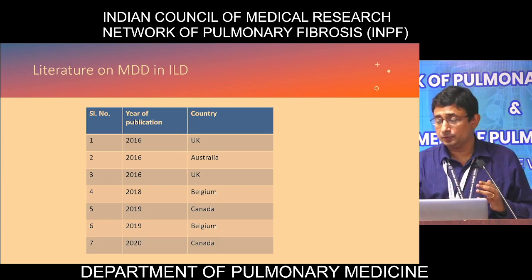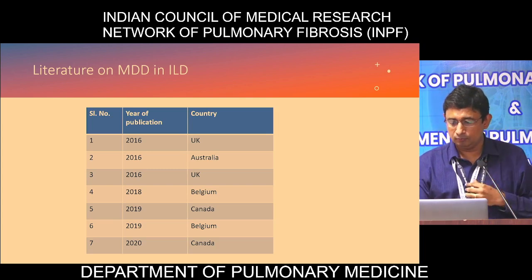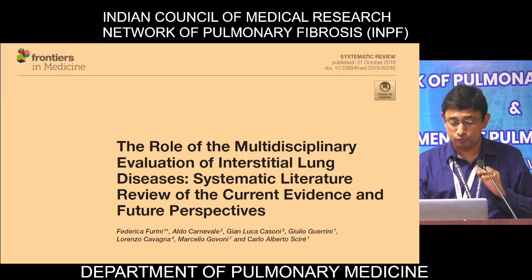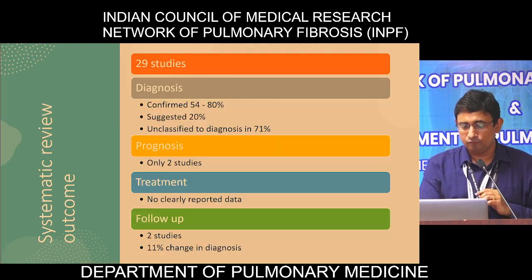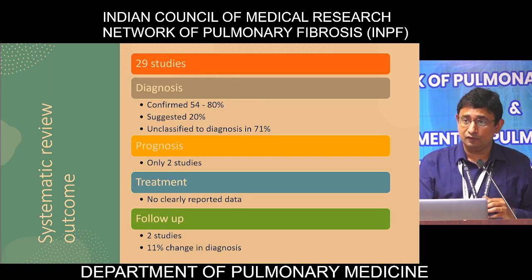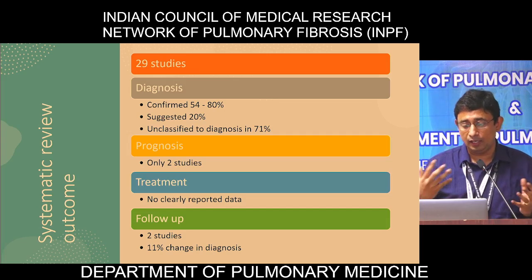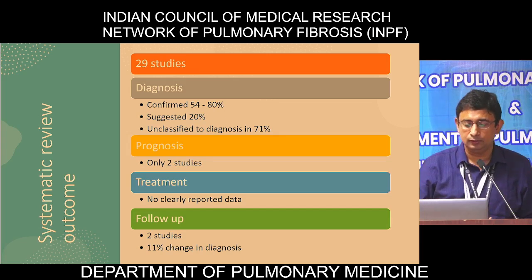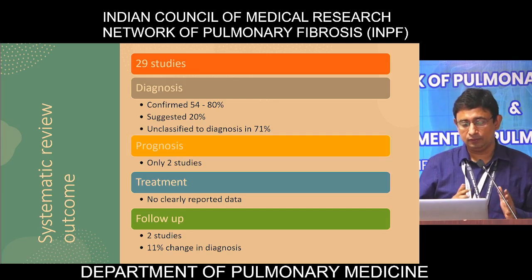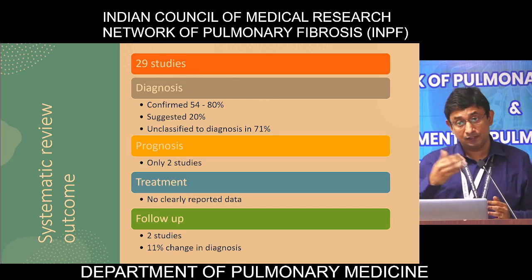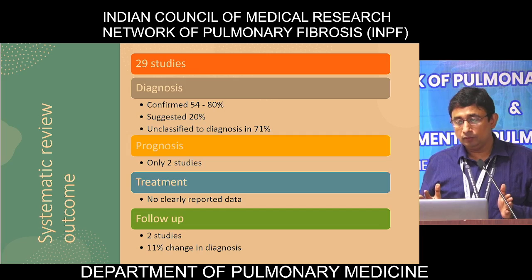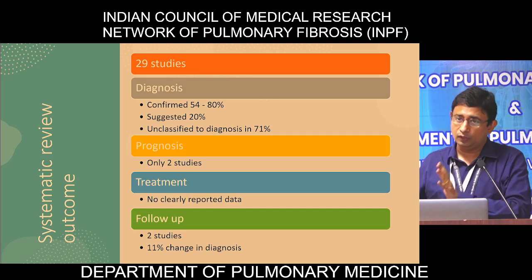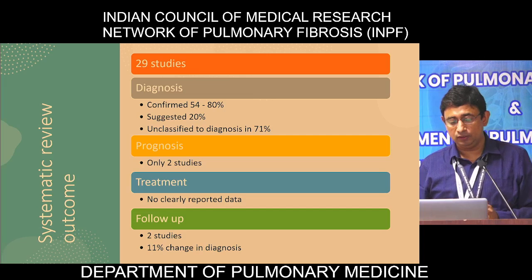There are about 7 large publications, and there is one systematic review, so I'll just focus on that before we move forward. This was published in 2019 in Frontiers. It looked at 29 studies which have reported on ILD MDT and its impact on the management of ILD. It confirmed the diagnosis in 54 to 80%, and suggested the diagnosis in 20%, which means there were further things to be done before a diagnosis could be made. And from unclassified ILD, it became a very clear diagnosis after the MDT in 71%.